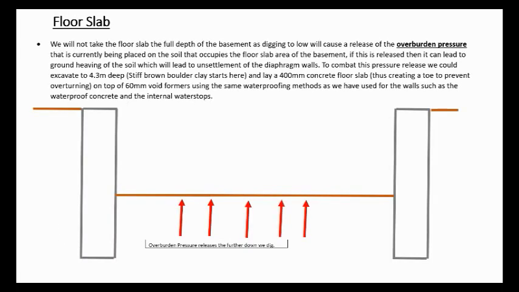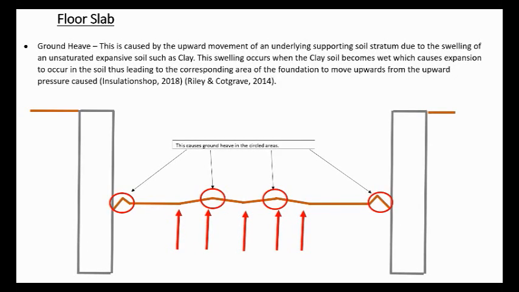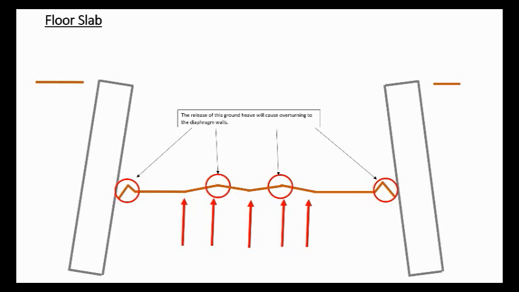We will not take the floor slab the full depth of the basement, as digging too low will cause a release of the overburden pressure that is currently being placed on the soil that occupies the floor slab area of the basement. If this is released, then it can lead to the ground heaving of the soil, which will lead to unsettlement of the diaphragm walls.